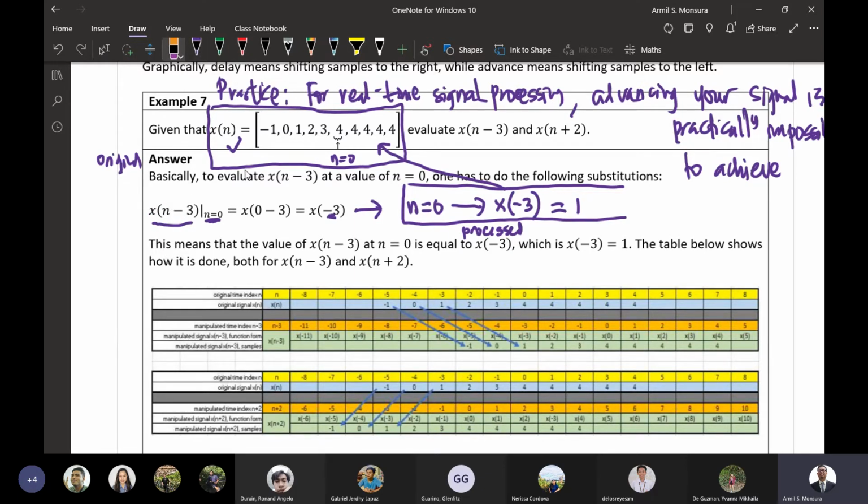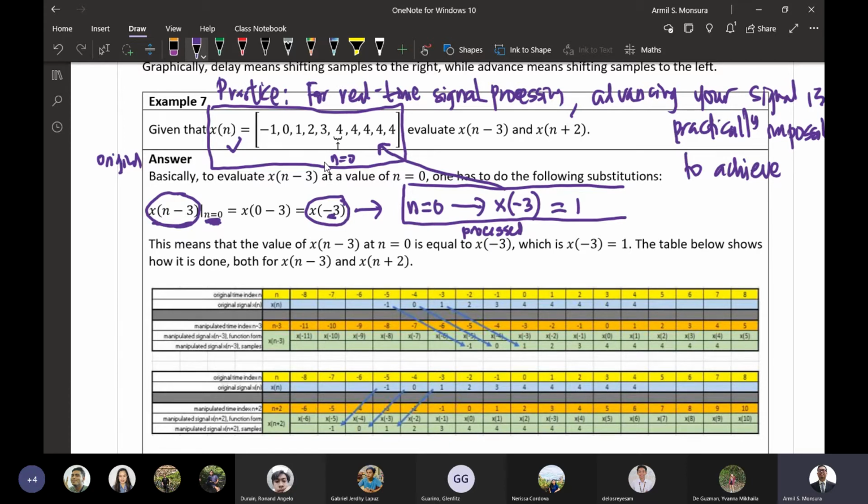Try nga natin itong isang. Ayan. This was the operation, or this was the process signal. Okay? So, dun sa process signal niyo, kung ito yung time index ng process signal niyo, ibig sabihin nun, yung x of negative 3 dito is the value of your process signal at n equals 0. Saan natin kukunin yung x of negative 3? Dun sa original.